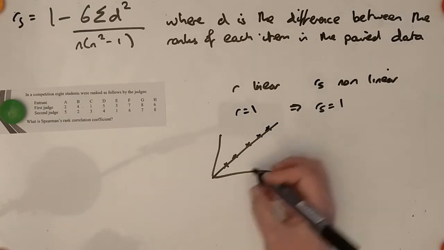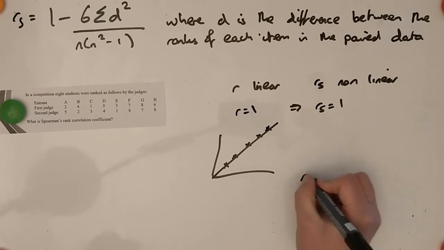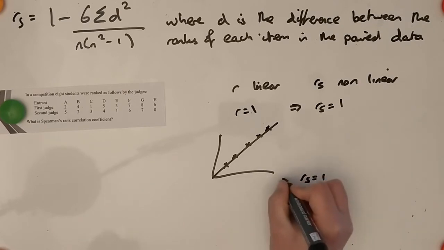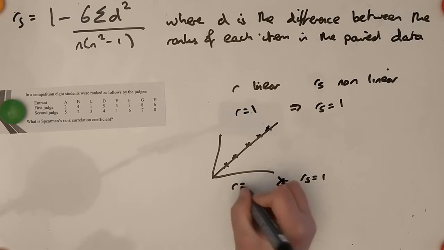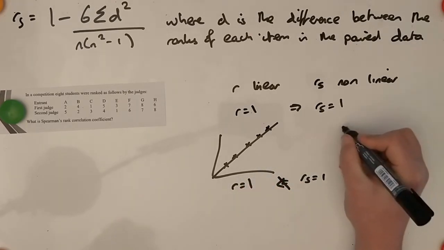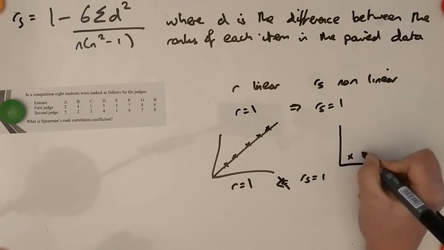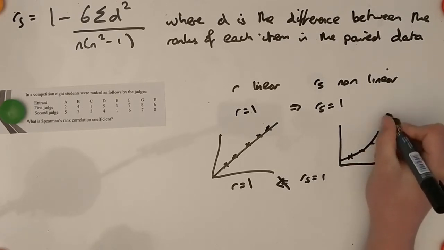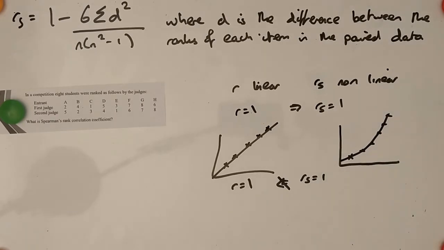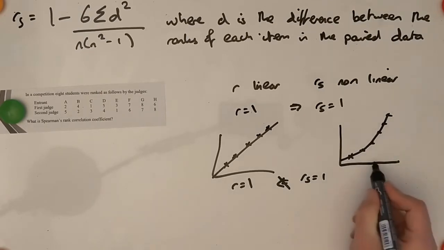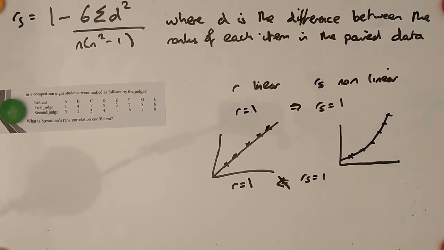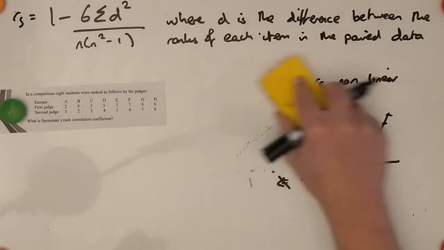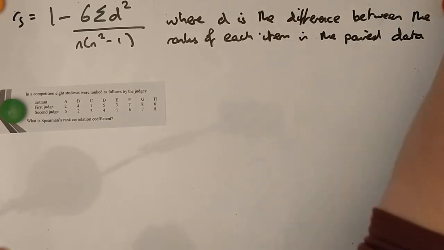But if I have RS equals 1, that does not mean that R equals 1. So if I have, say, values going up in an exponential way like that, that will have RS equal to 1. But that will have R close to 0 because I can't draw a straight line between all the points. But as one increases, the other increases, so RS is equal to 1. So that's just as a quick aside about the difference between R and RS.